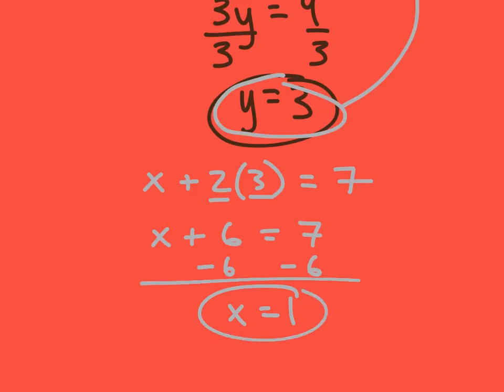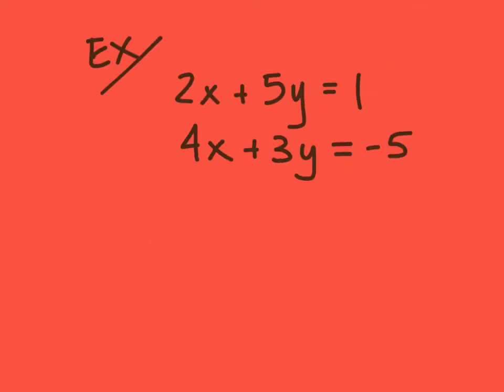So I've solved for y, I've solved for x, and I write my solution as an ordered pair. Remember, my solution is simply where these two lines intersect, and that's going to be the point (1, 3). And that's my answer. Let's look at another example.